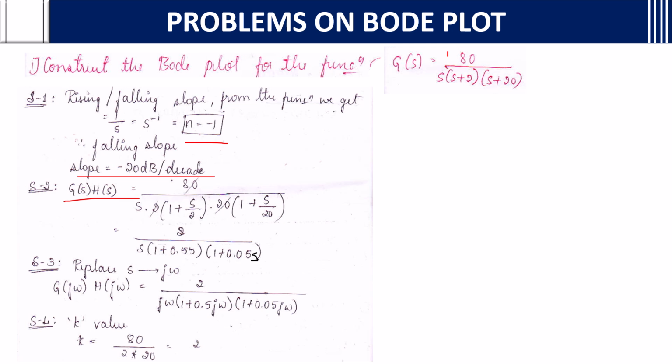Now we should replace s by j omega. Simple: 2 by j omega into 1 plus 0.5 j omega into 1 plus 0.05 j omega. So the K value, this is the K value, which is given, so you can write it as 2. 2 is the K value.